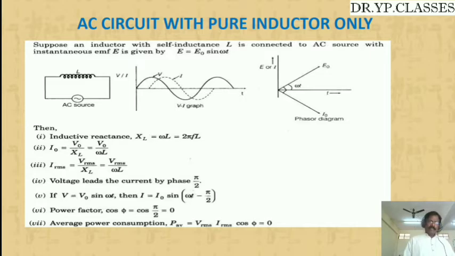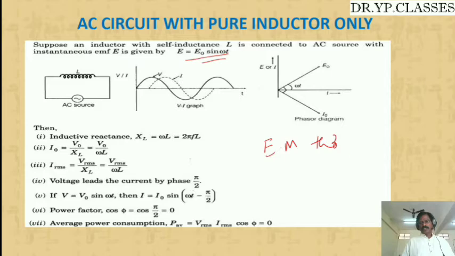Okay, so next let me consider the inductor. When I give alternating voltage to the inductor, what happens to the current in the inductor? E is equal to E naught sin omega t is the applied EMF to the inductor. Then in the inductor, the case is different. When an alternating current is passing through the inductor, there will be an induced EMF produced in the inductor which opposes the growth of the current. It is on the basis of Faraday's electromagnetic induction.